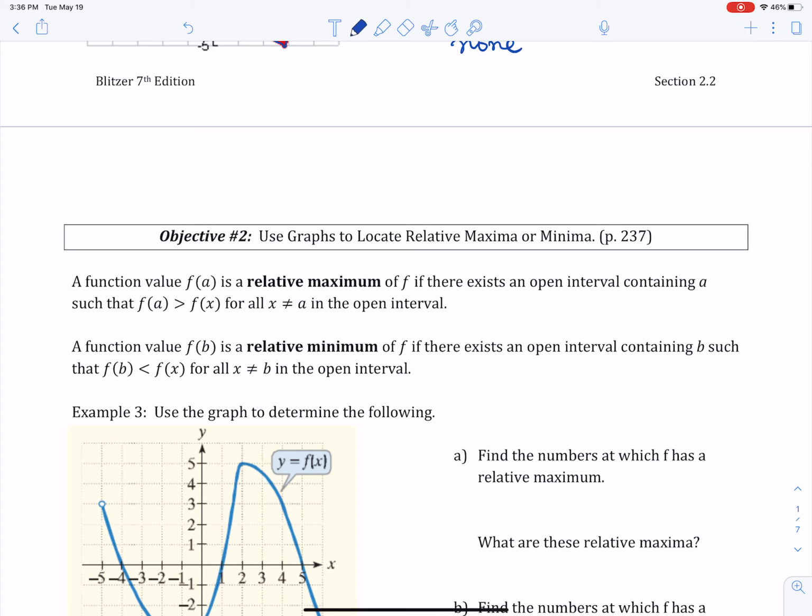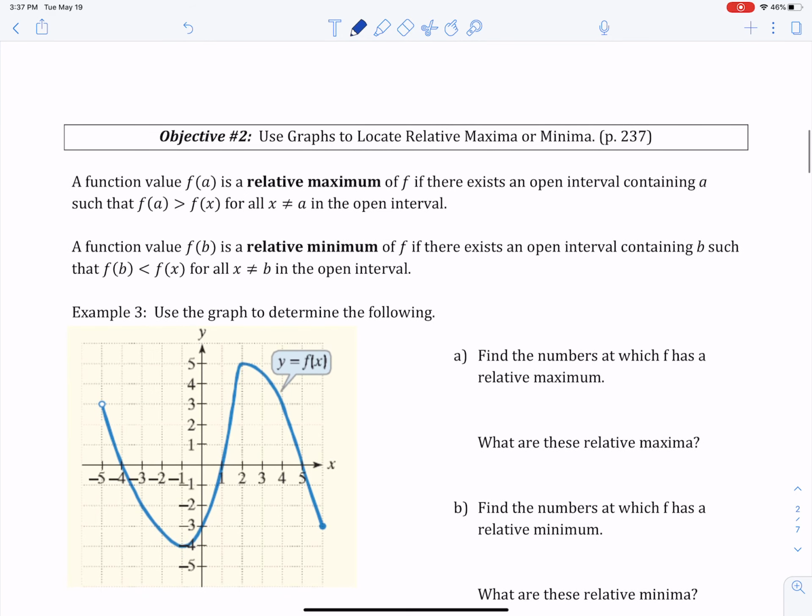The second objective is going to be to locate relative maxima or minima. A function value f of a is a relative maximum of f if there exists an open interval containing a such that f of a is larger than all f of x around a, x not equal to a. And the same for relative minimum: if f of b is lesser than all of the other y values surrounding b, x not equal to b, then I would say that's a relative minimum.